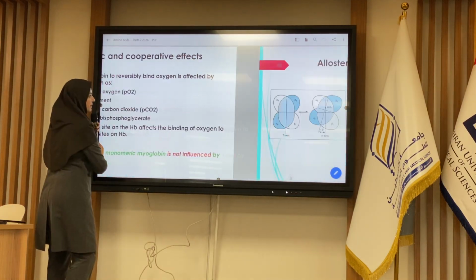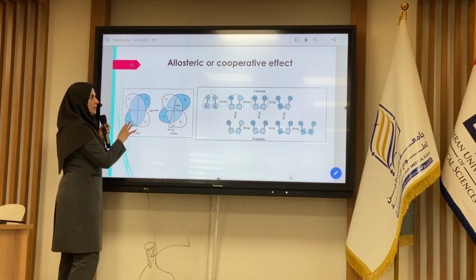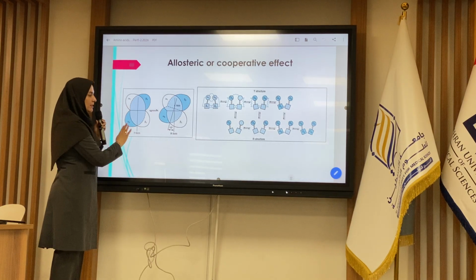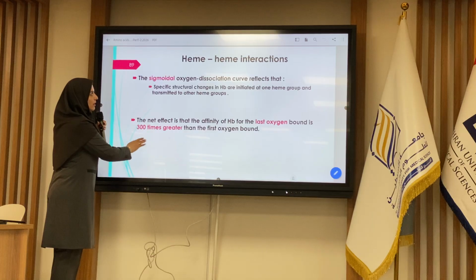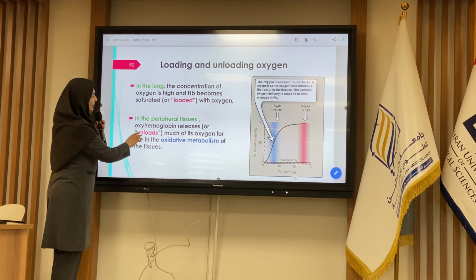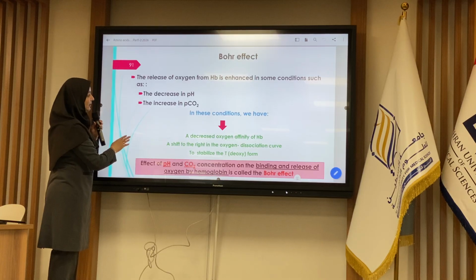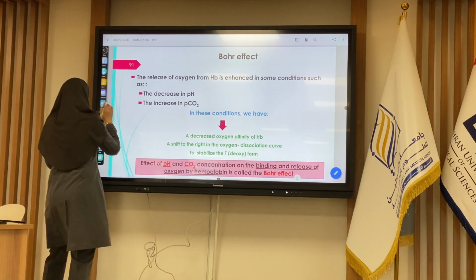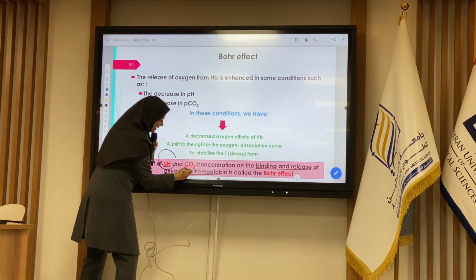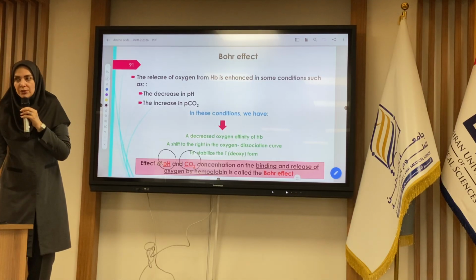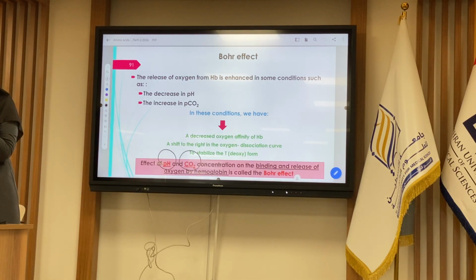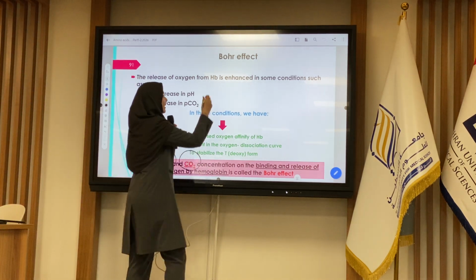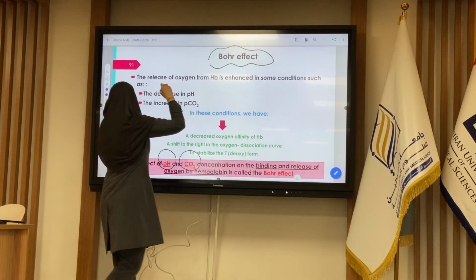These are some effectors. And this is an actual change of the dimers of the hemoglobin. This is just for more information. We talked about the heme-to-heme interaction, what happens in a peripheral tissue, what happens in the lung, and about the Bohr effect. Maybe I will ask in your final exam about the effect of pH and carbon dioxide, pH meaning proton. When we are explaining the effect of pH and carbon dioxide on the affinity of hemoglobin, we are talking about the Bohr effect.